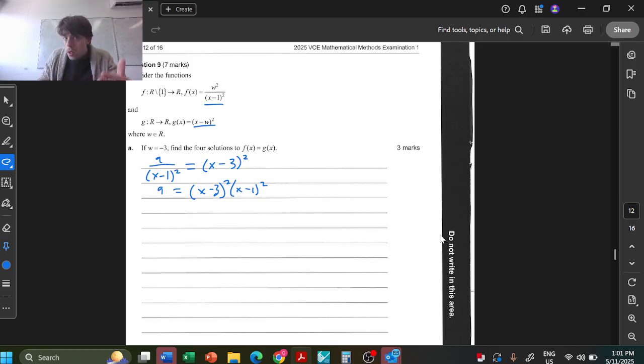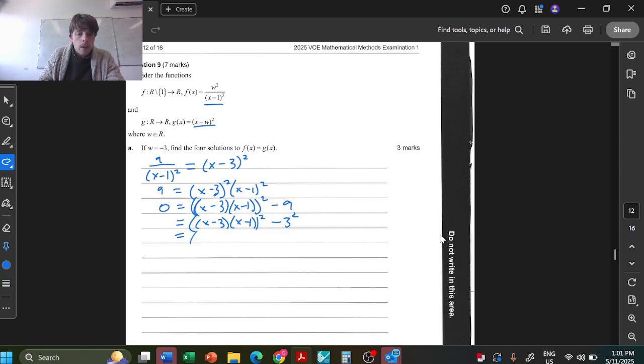Now, you could expand the brackets. It's going to be really messy because we have x minus 3 squared, that'll give us a trinomial, times x minus 1 squared. That gives a massive trinomial. Let's look for a shortcut here. So x minus 3 squared times x minus 1 squared, that's just the same as x minus 3 times x minus 1, all squared. And if I just subtract 9 from both sides here, we get this little difference of 2 squares set up. So we can do x minus 3, x minus 1 squared minus 3 squared.